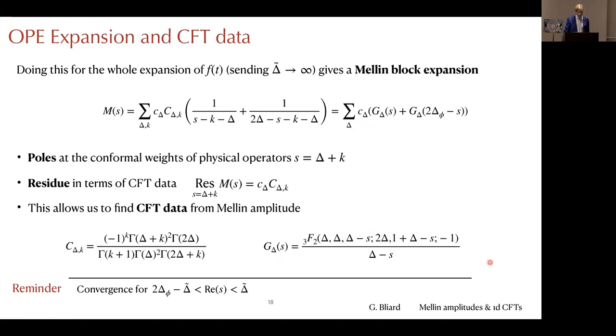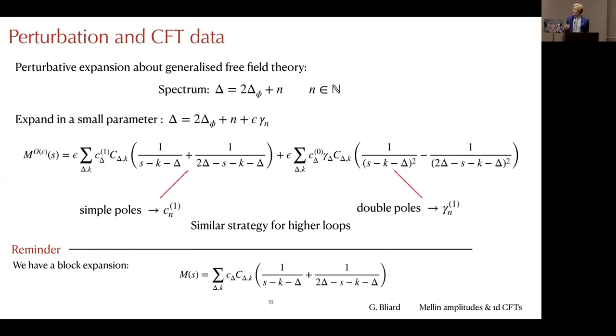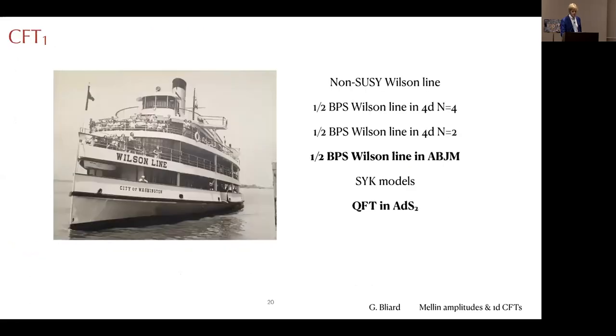The S is the argument of these first components. So as I said, we have these poles at the conformal weights, and we have residues in terms of these CFT data. This allows us to find these CFT data given a certain Mellin amplitude. So one can perturb this, and what we find is that we perturb about a spectrum that is known, for example, generalized free field theory. One relates the double poles of the Mellin amplitude to the anomalous dimension, and the simple poles of this Mellin amplitude to the OPE coefficients, the first correction to these. One can follow a similar strategy at higher loops, and it allows us to extract the CFT data from these Mellin amplitudes.